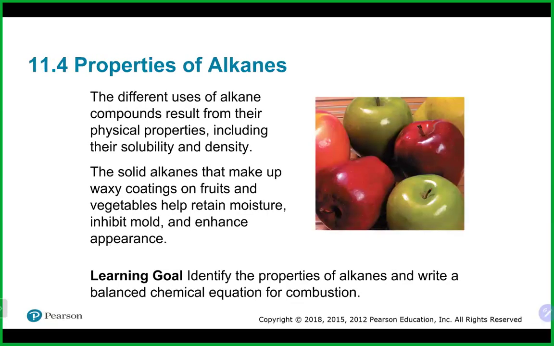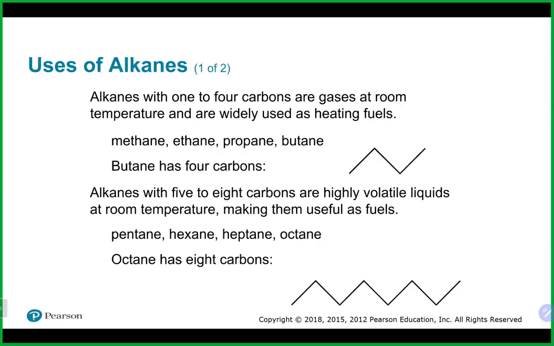All right, let's finish up here and talk about alkanes, some properties which we've touched upon as well. Again, alkanes with 1 to 4 carbons are gases at room temperature. As we talked about at the very beginning, they are nonpolar, which means they're held together by very weak dispersion forces, and it doesn't take a lot for them to go into the gas phase. So methane, ethane, propane, butane will definitely be gases.